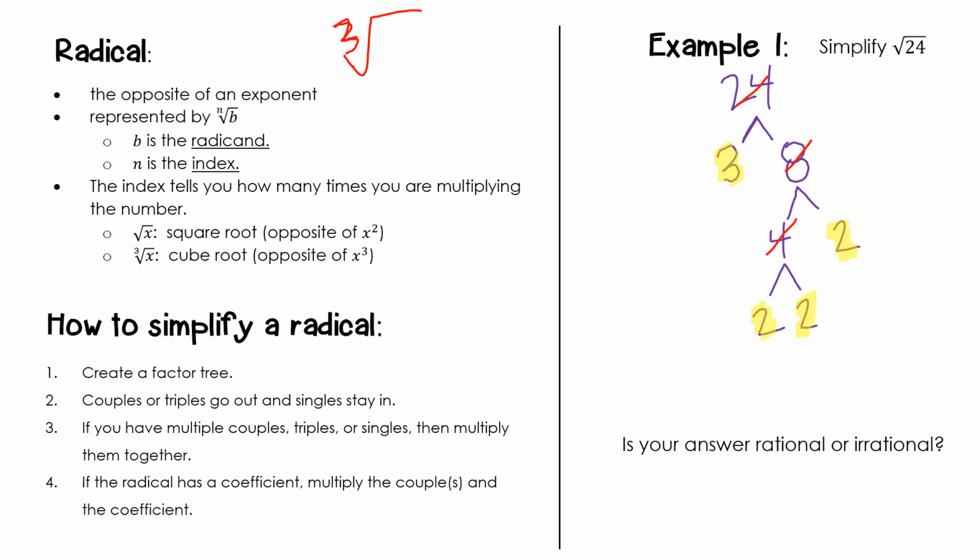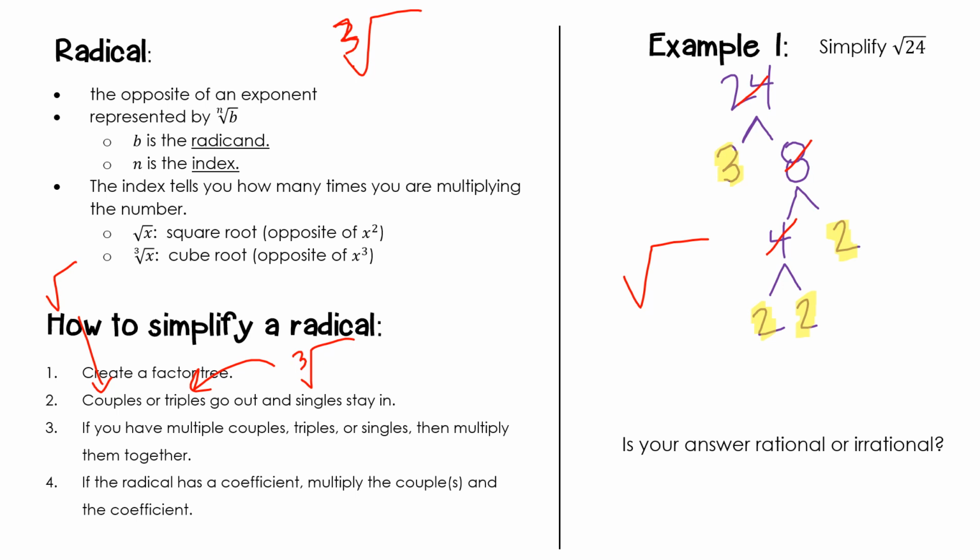So for step 2, either couples or triples are going to go out and singles will stay in. The couples or triples is dependent on whether or not you're finding a square root, which would be couples, or a cubed root, which would be triples. In this case, I'm finding the square root of 24 and simplifying that. So I am looking for couples. Couples will go outside of my square root and singles stay in.